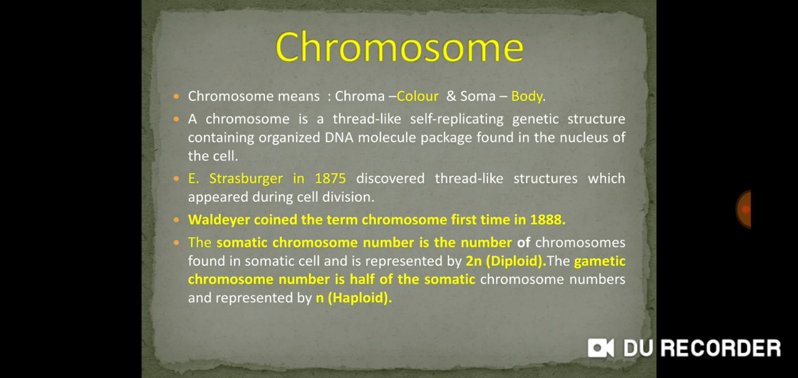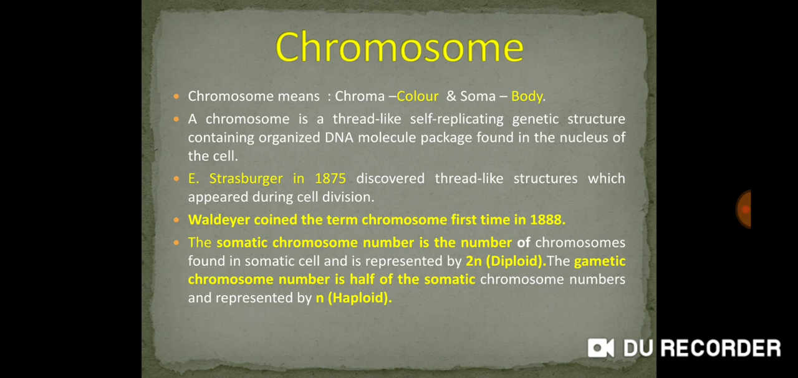Chromosome. Chroma means color and soma means body. It is a thread-like self-replicating structure containing DNA within the nucleus of the cell. Chromosomes are seen during metaphase in mitosis. E. Strasburger discovered the chromosome in 1875. Later, in 1888, Waldeyer coined the term chromosome for the first time.